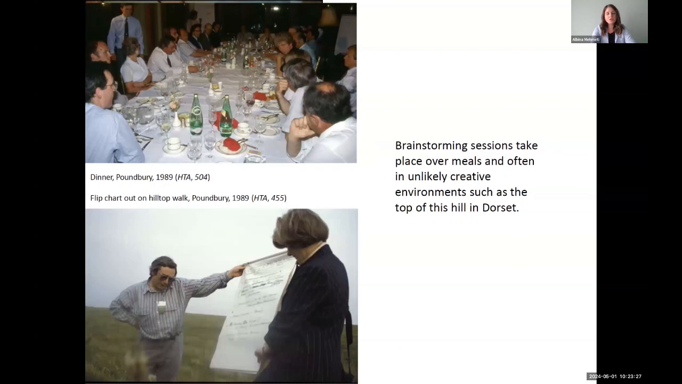So it doesn't have to be technology in order to visualize all the brainstorm or all the ideas. Brainstorm sessions take place maybe over meals or in often unlikely creative environments. It can be during a dinner. It can be such as in this case on top of the hills in Dorset, so it can be anywhere.